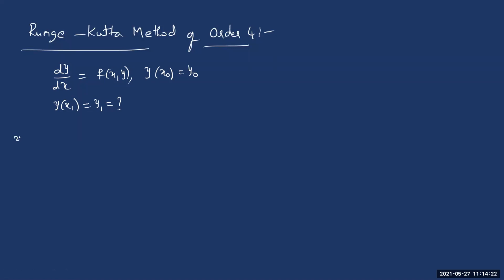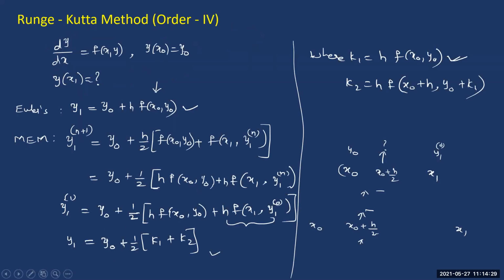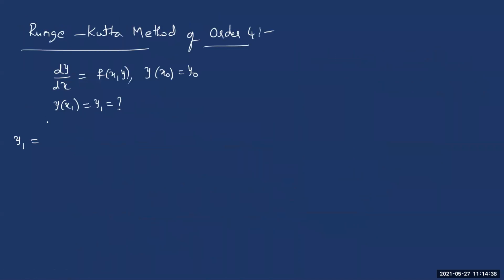To calculate this y1, what we are doing in the Runge-Kutta method, as I told you, is taking slopes at 4 different points. You see how I have written the modified Euler's method: y1 equals y0 plus 1 by 2 into k1 plus k2 by 2. In a similar way, in the Runge-Kutta method here, it is y0 plus 1 by 6 times k1 plus 2k2 plus 2k3 plus k4.